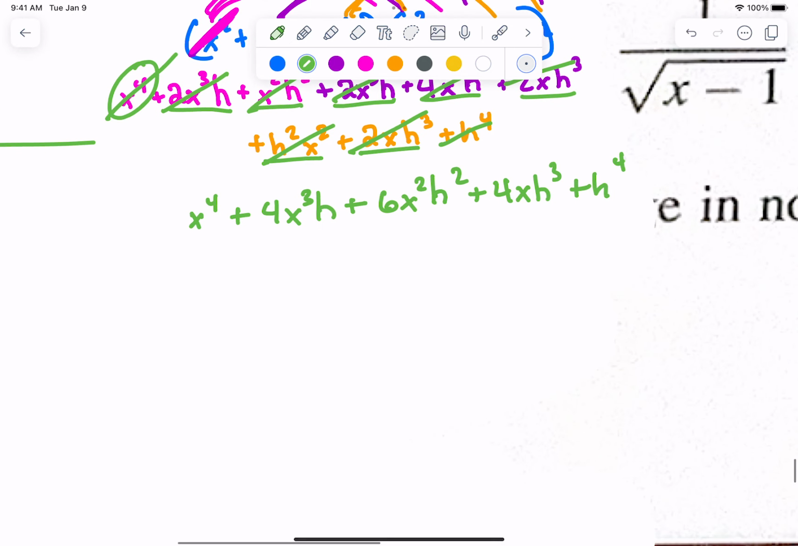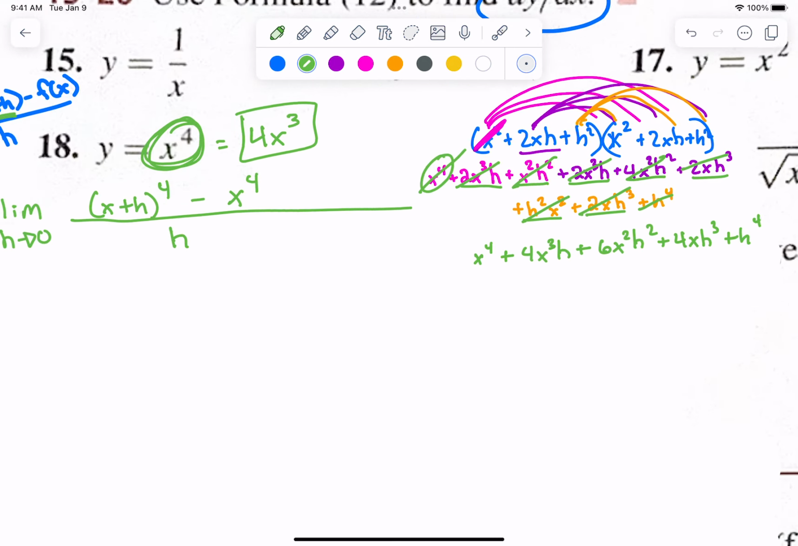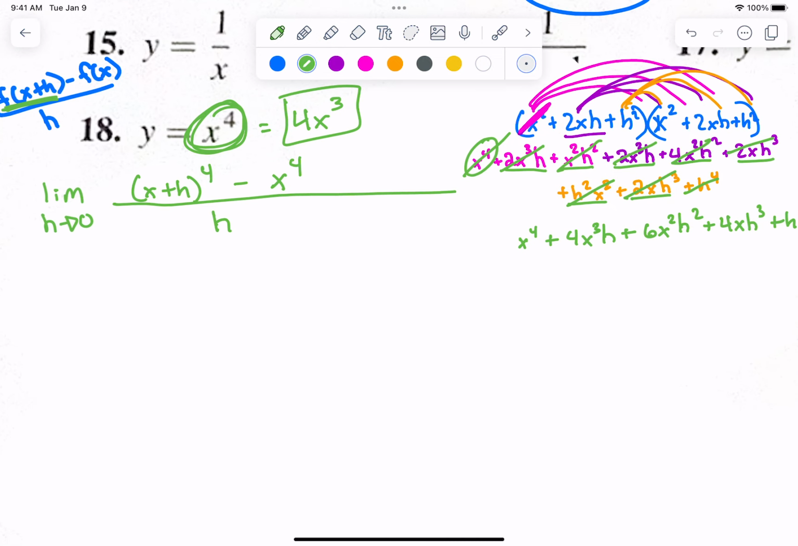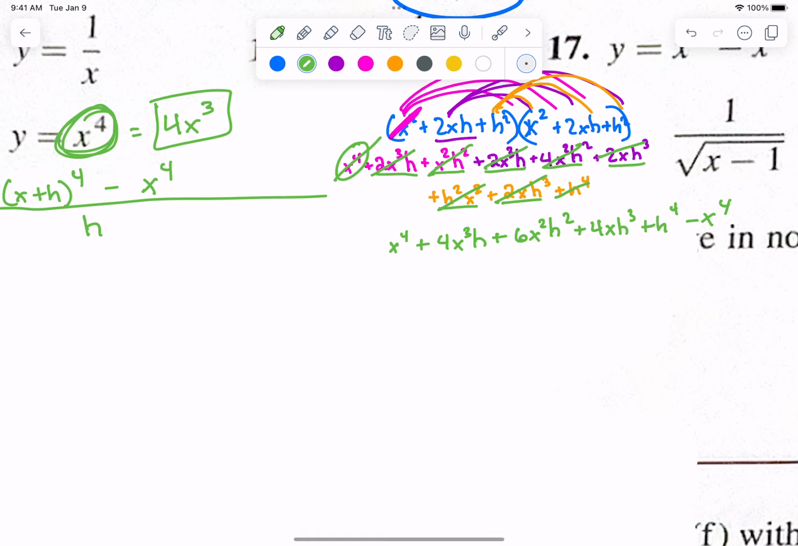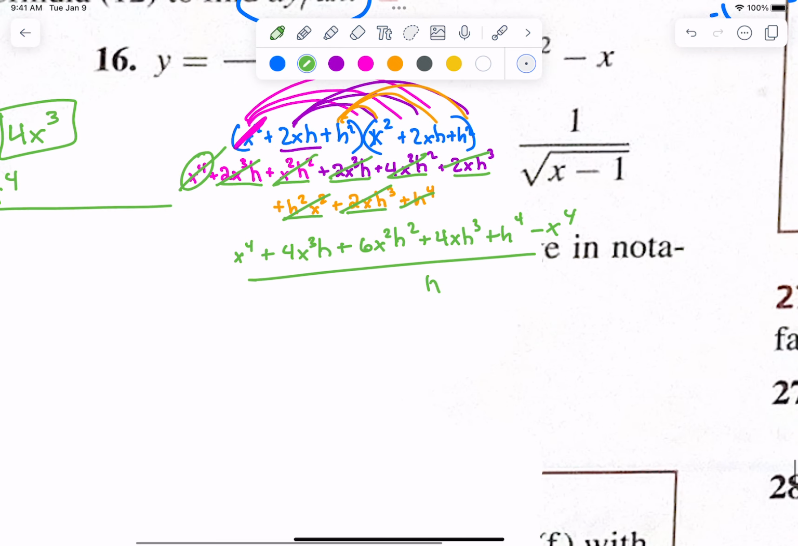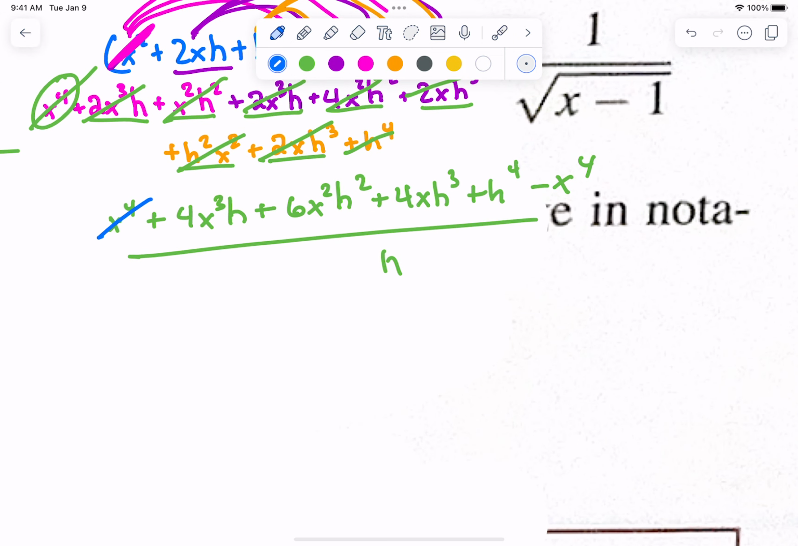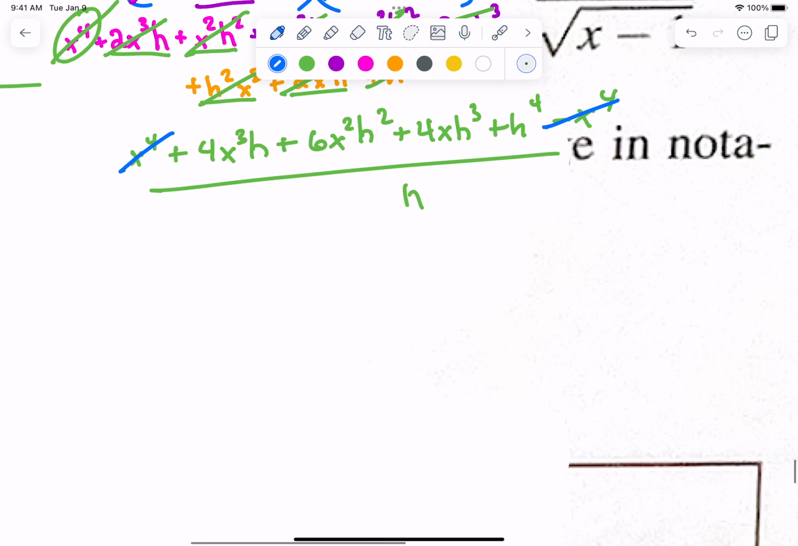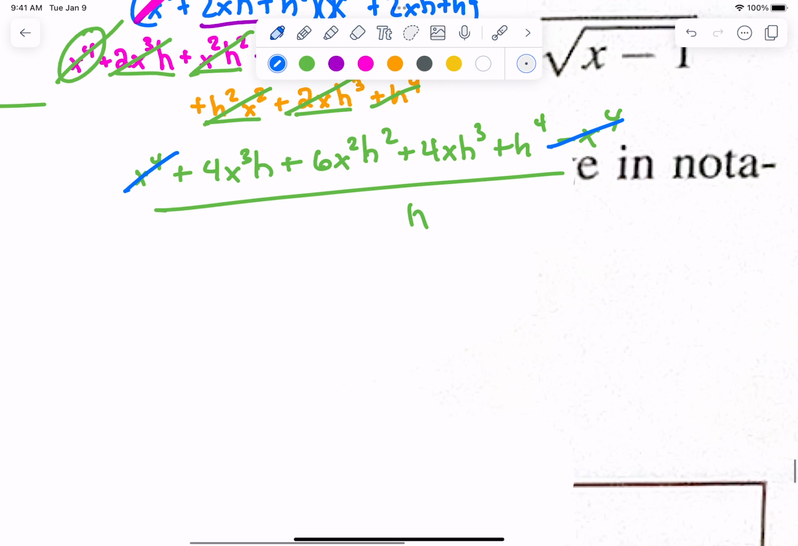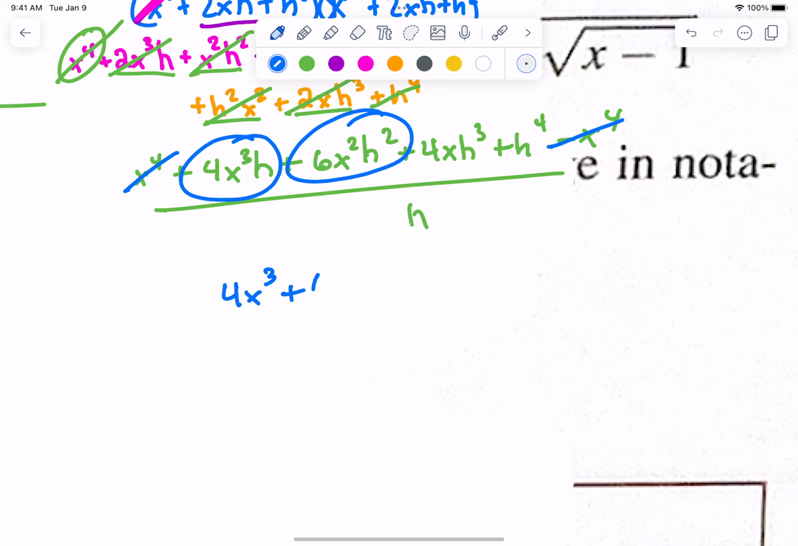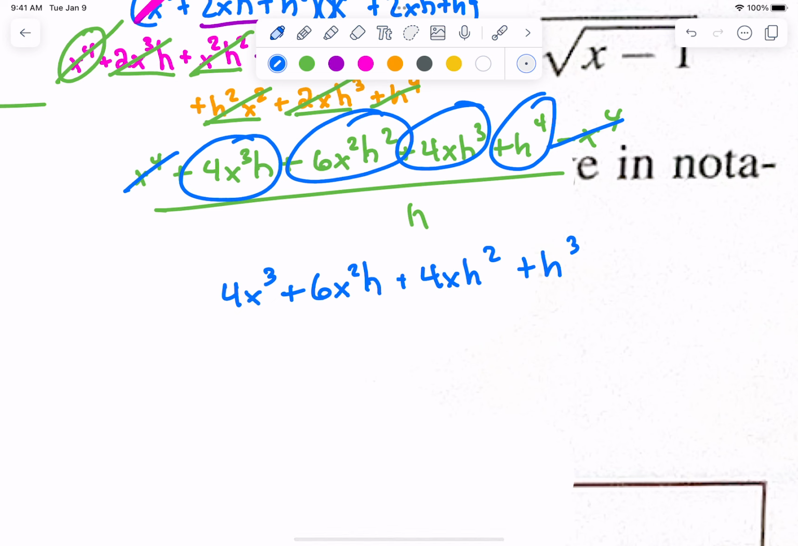Okay, now let's pull an h out. Oh wait, no. We've got to do that minus x to the fourth, all over h. So x to the fourth cancels. Now we pull out an h, or just divide everything by h. Can we just divide everything by h? Yeah. If you divide this by h, you get 4x cubed. Divide this by h, you get plus 6x squared h. Divide this by h, 4xh squared. Divide this by h, h cubed.